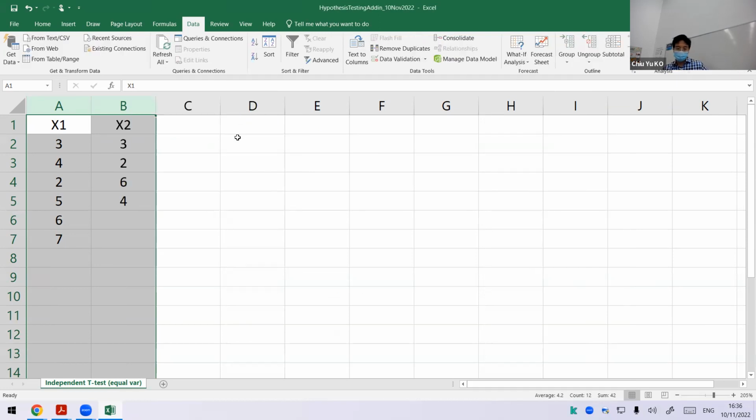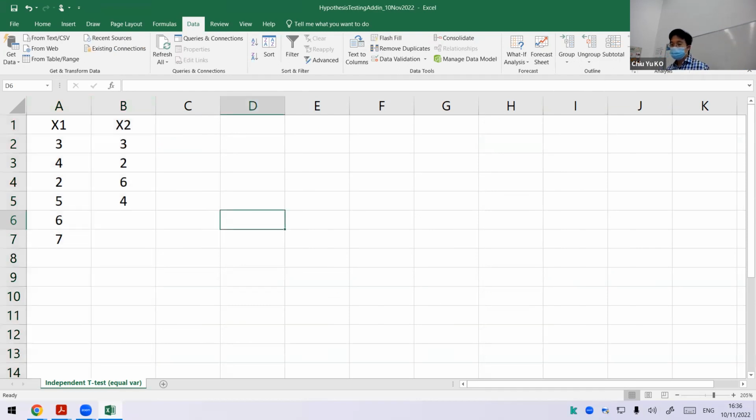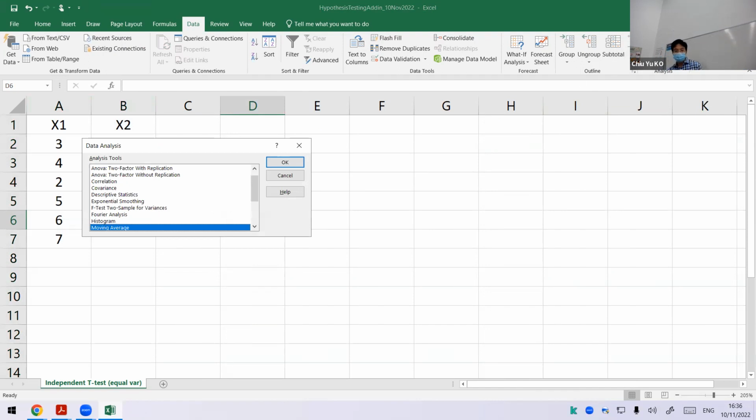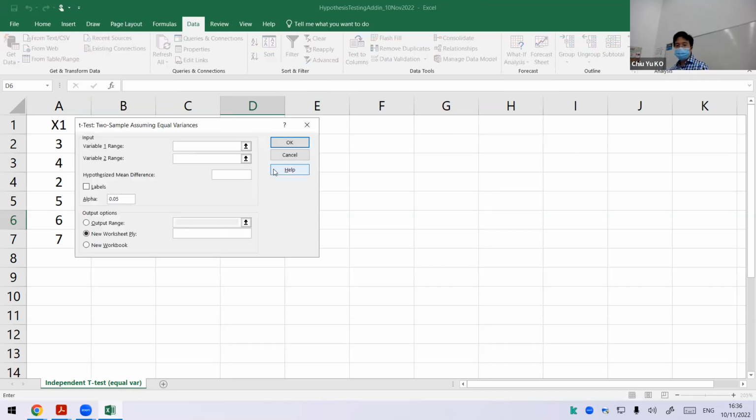The Mac will have some similar feature to add in, but I don't use Mac. I think we did this last time. So here comes the data analysis. I think Mac will have a similar feature. So in data analysis, what we're trying to do is the T.TEST with equal variances, so it's the third to the last entry if you use Windows. Just highlight this entry.